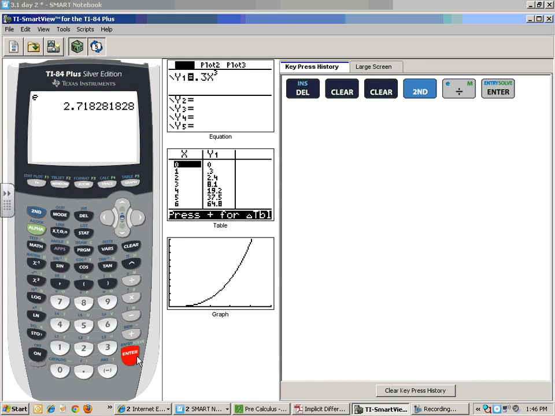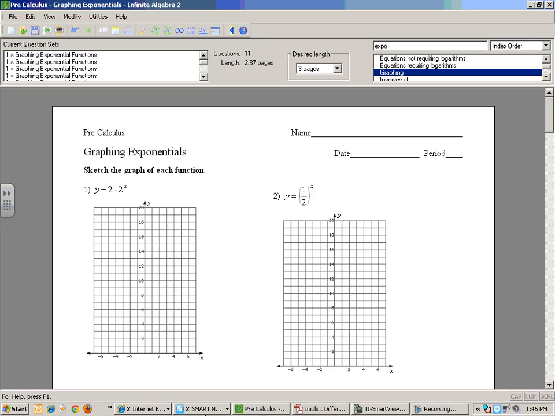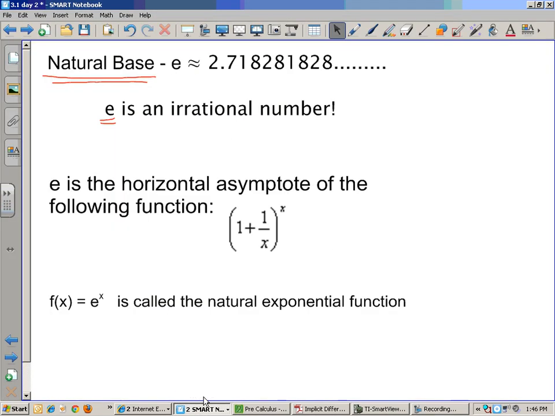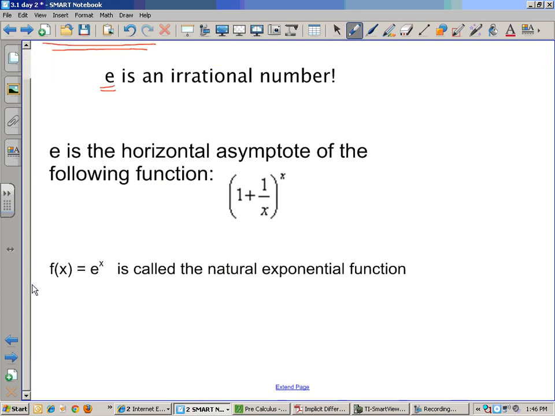Okay. So it's somewhere greater than 2, less than 3. We don't need to know it. We'll just use the button on the calculator. So yes, you have to know how to use the calculator. Okay, so e is a horizontal asymptote for another function that I am not expecting you to use. However, f of x is equal to e to the x. We do want to know how to graph.